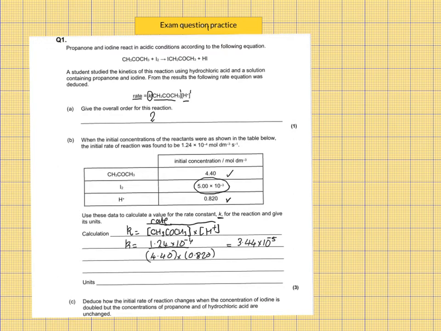So once you've input the rate, which is 1.24 times 10 to the minus 4, the concentration of propanone and the concentration of hydrogen ions, you come out with 3.44 times 10 to the minus 5. Please be mindful of sig figs. And the smallest number of significant figures is 3. So the answer is 3.44 times 10 to the minus 5.